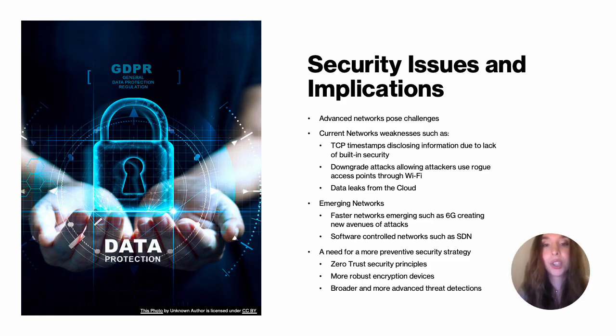The last thing I'm going to touch on here is the security issues and implications. Advanced networks pose challenges, and it is important to talk about them. Starting off with current networks, we are seeing weaknesses such as TCP timestamps, which disclose information due to lack of built-in security. This is something we just saw in the GVM scan report. It should definitely be on our radar, because clearly they are there. They're small in risk, but they are important because they can still cause damage.